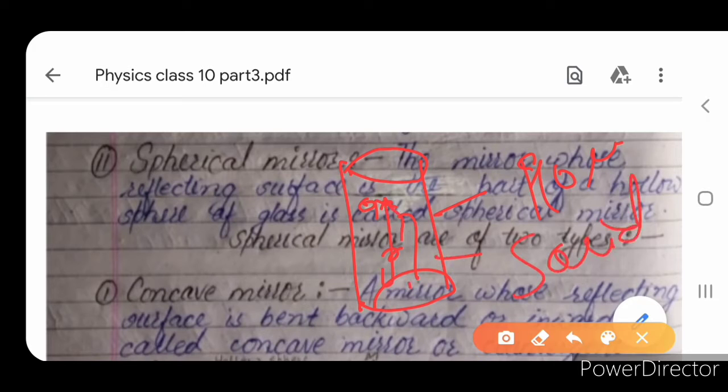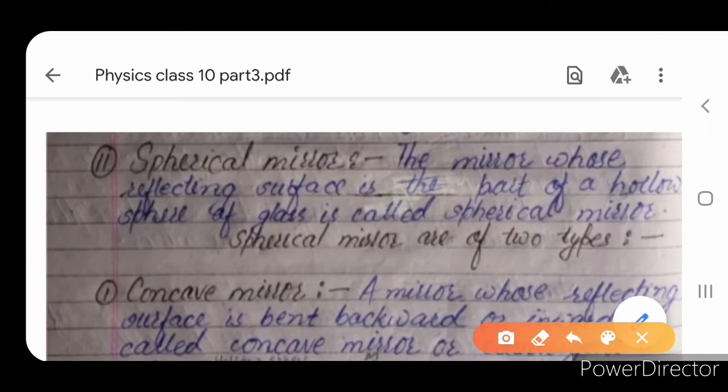So basically a spherical mirror is a part of a hollow sphere whose reflecting surface is slightly bent. Look here, the mirror whose reflecting surface is a part of a hollow sphere of glass is called a spherical mirror. It means this is called a spherical mirror.